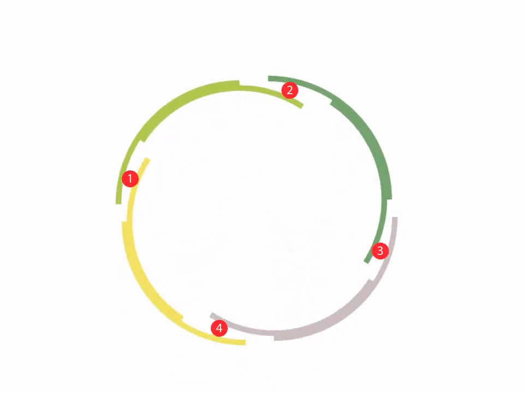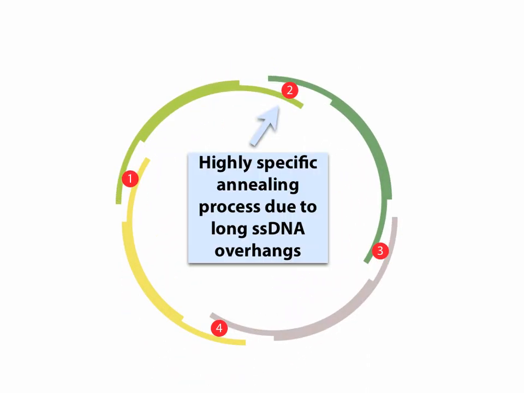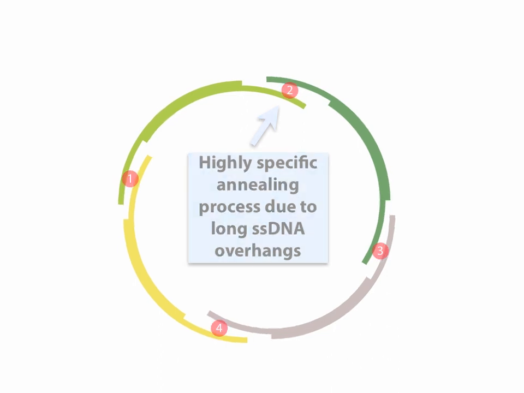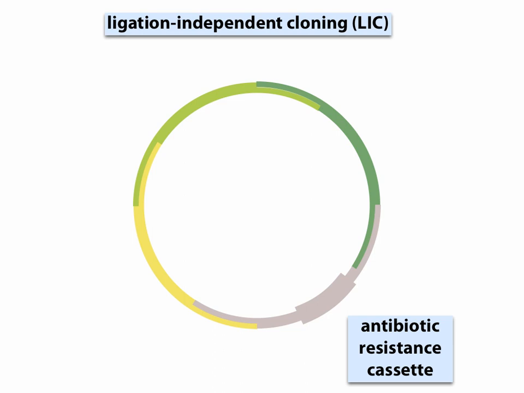In this example, 4 DNA fragments are assembled. The specific combinations of complementary DNA overhangs are highlighted with red numbers. We refer to these as ID sequences. Due to the length of the overhangs, the annealing reaction is highly specific. In order to propagate the newly assembled construct in bacteria, an antibiotic resistance cassette and a bacterial origin of replication have to be incorporated into one of the fragments.